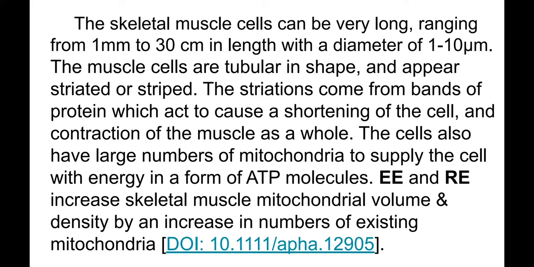Okay, then, as I said, the muscle cells are tubular in shape and they appear striated or striped, and the striations come from bands of protein which act to cause a shortening of the cell and contraction of the muscle as a whole. The cells also have a large number of mitochondria to supply the cell with energy in the form of ATP molecules. Endurance exercise and resistance exercises increase skeletal muscle mitochondria volume and density by an increase in numbers of existing mitochondria. So we can improve metabolic rate by increasing the number of mitochondria in the cells. Here we see the striations, and we have mitochondria, but I don't see nuclei, but okay, here maybe probably nuclei.